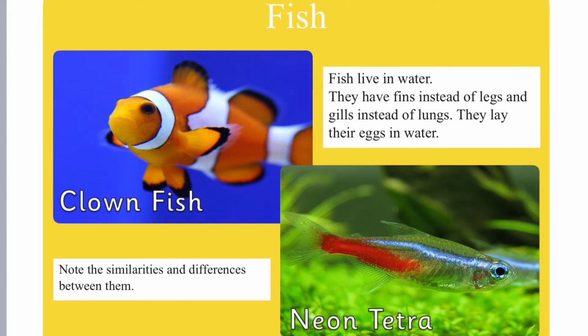Fish. Fish live in water. They have fins instead of legs and gills instead of lungs. They lay their eggs in water. Can you see any similarities or differences between the clownfish and the neon tetra?